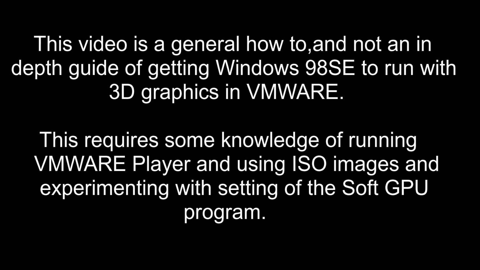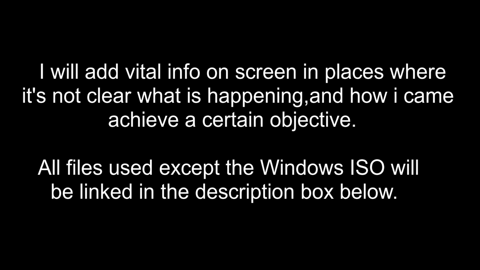This video is a general how-to, and not an in-depth guide of getting Windows 98 SE to run with 3D graphics in VMware. This requires some knowledge of running VMware Player, using ISO images, and experimenting with settings of the soft GPU program. I will add vital info on screen in places where it's not clear what is happening and how I came to achieve a certain objective. All files used except the Windows ISO will be linked in the description box below.